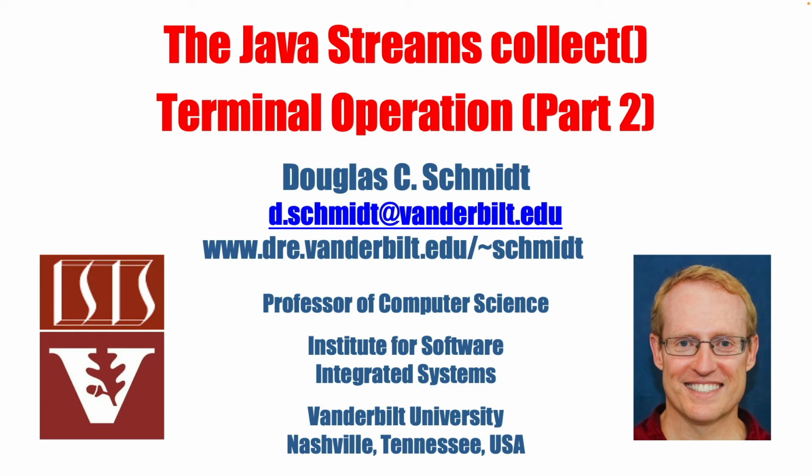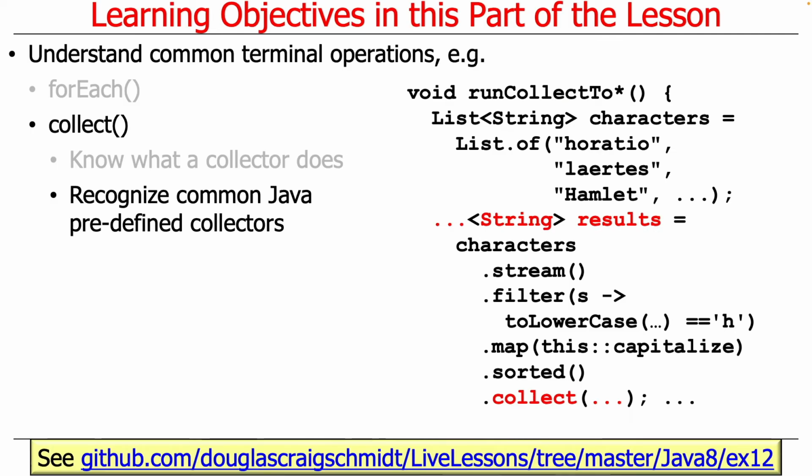Okay, let's take a look at the second part of our overview of collect, which is the terminal operation that's most common. And we're going to talk about some of the most common predefined collectors that are in Java that you get out of the box. And you can see, again, this is from the EX12 example that we've been using for the other discussions.